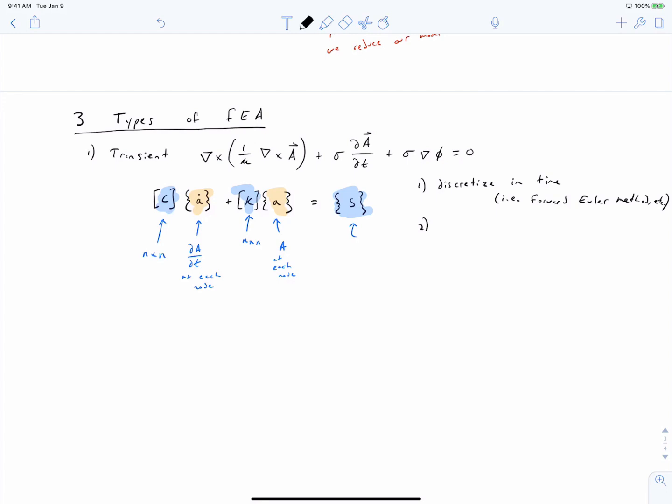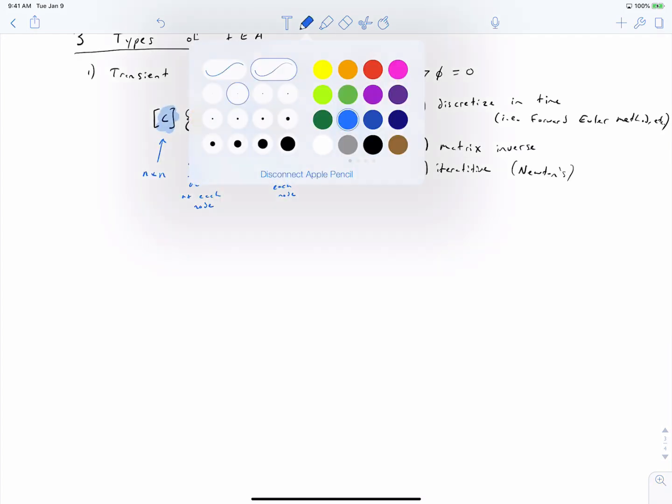Next, it will invert these matrices to solve for your vector potential at each time step. So it will have a numeric technique to take matrix inverses, and these are very large matrices. Remember, they're size n by n, so it has a lot of work to do to invert it. And they're also nonlinear, which means that there will be an iterative approach to solving this set of equations. So for the iterative approach, you'll see something like Newton's method, and you'll see a wider range of methods to invert the matrices. So that's transient FEA.